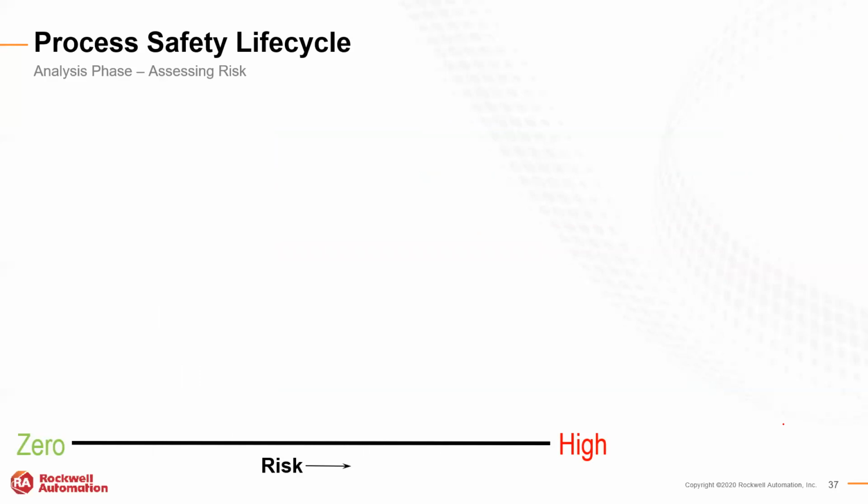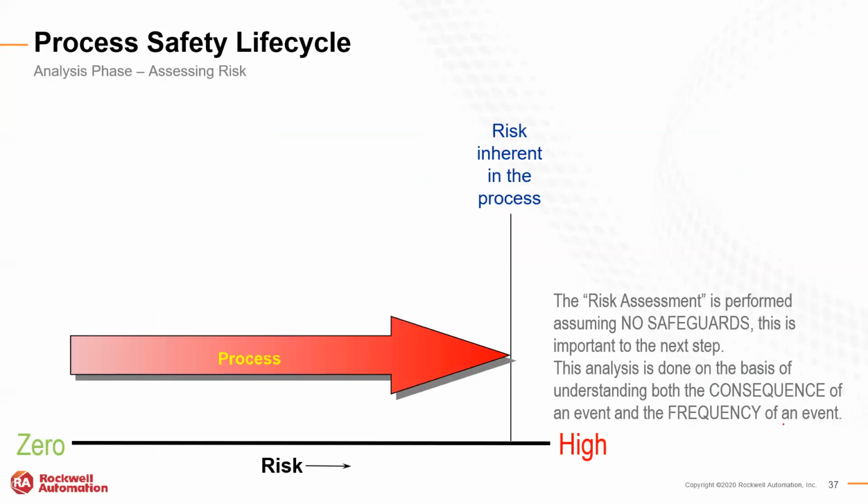So now, as I'm identifying these risks and these hazards, there's going to be an initial risk that is inherent in the system. This would be the risk that is there with no mitigations in place, no safeguards. So what would be the sum total of that risk, which is both the consequence and the frequency of that.